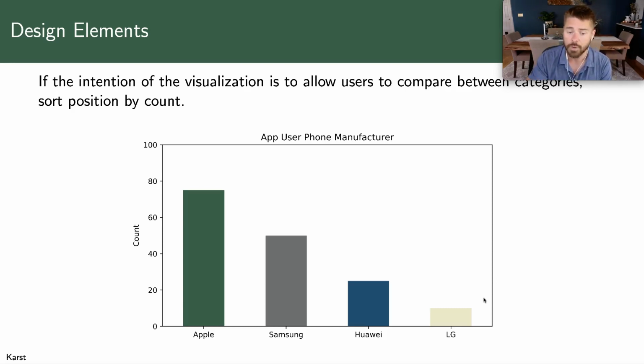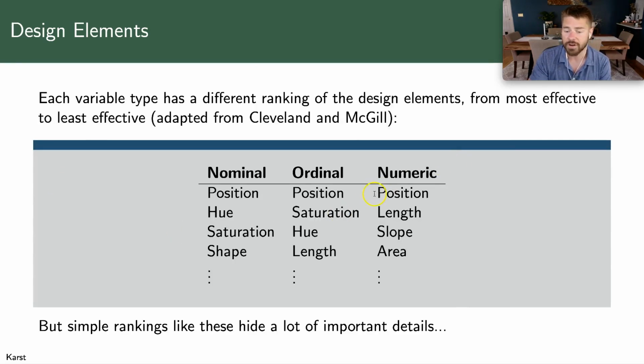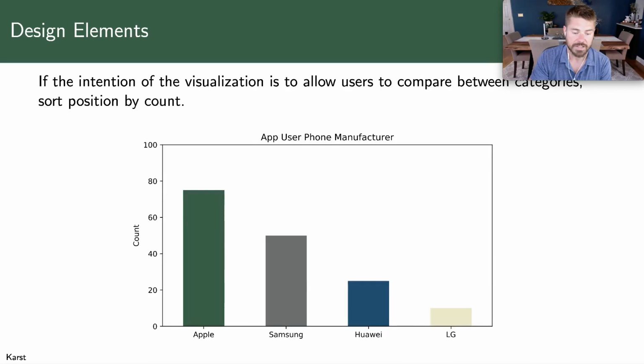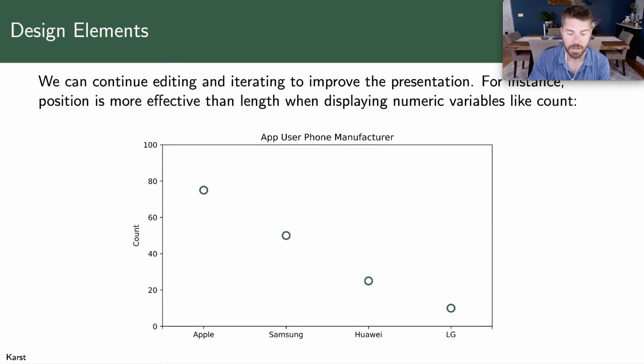But notice that we're not quite done there. If we go back to our best list here, we're coding our nominal variable by position. Okay, that's fine. But notice that length is lower on the totem pole, lower on our preference list than position. So what this is saying is I'm showing this numerical variable by length, but it would actually be more effective, and people would reason better, if instead I showed this as just a position. So I'm no longer looking at this as length. I'm just putting the position of the mark at the appropriate value.